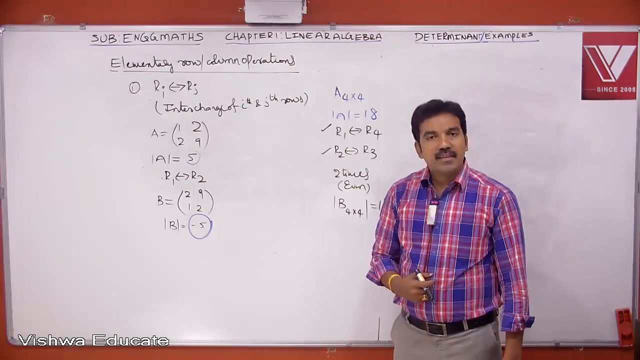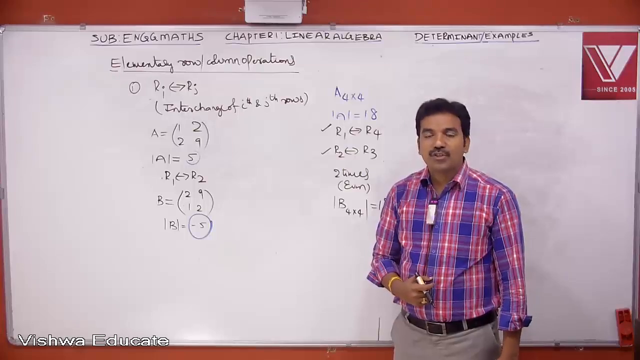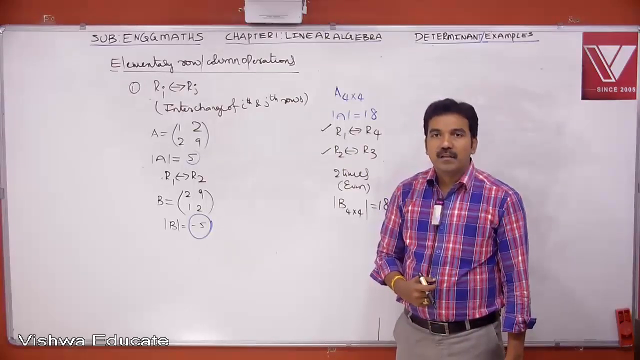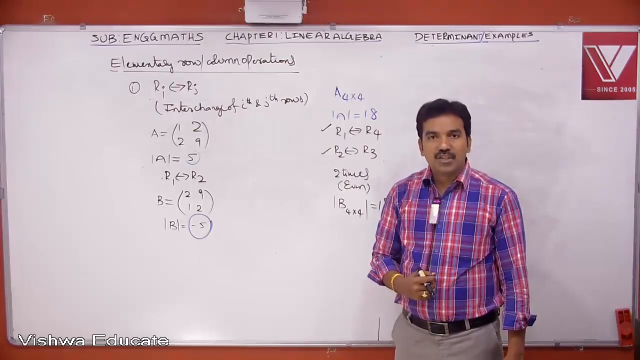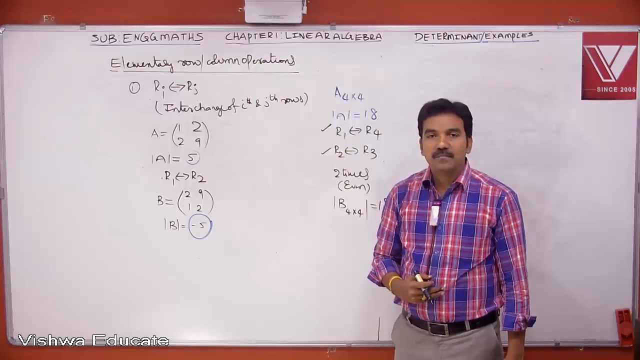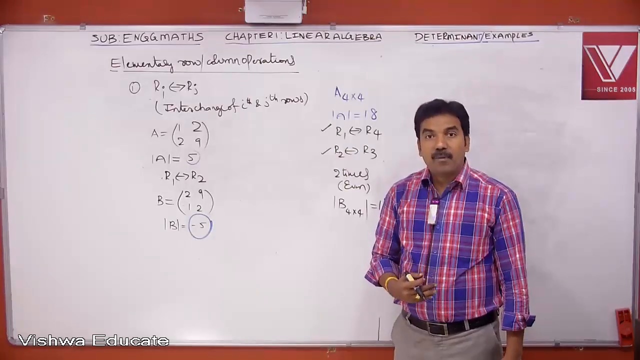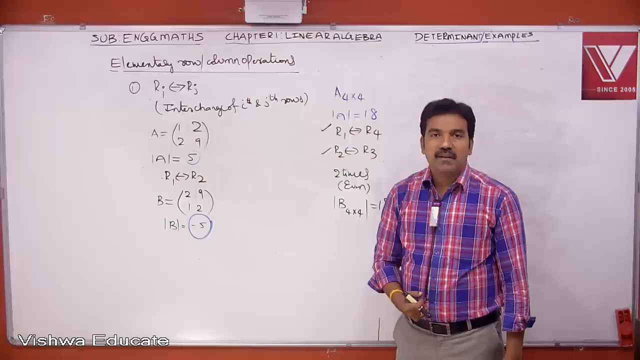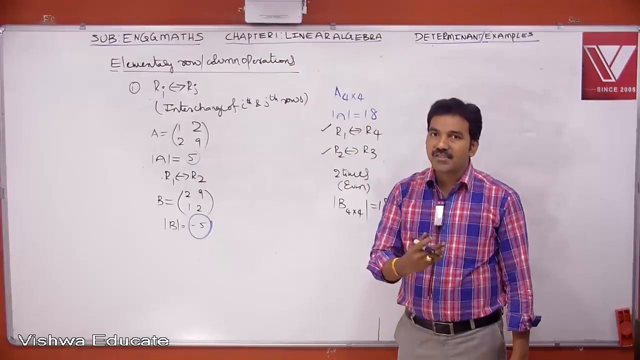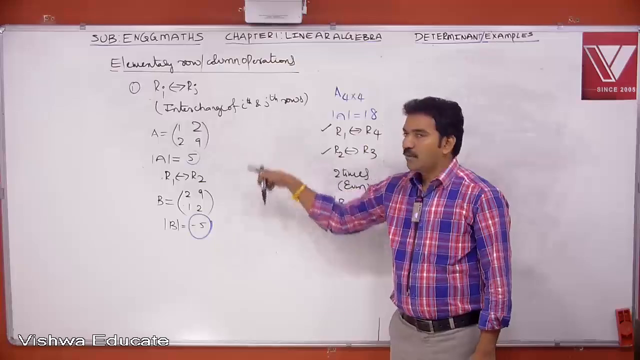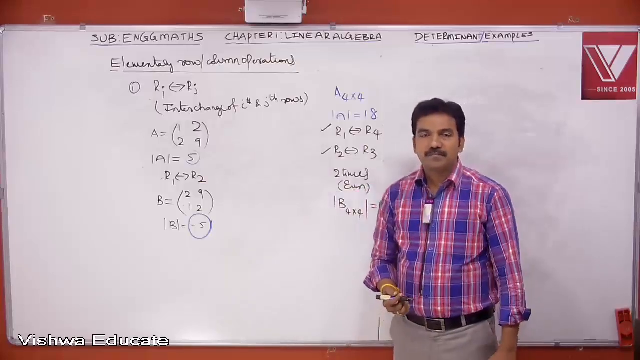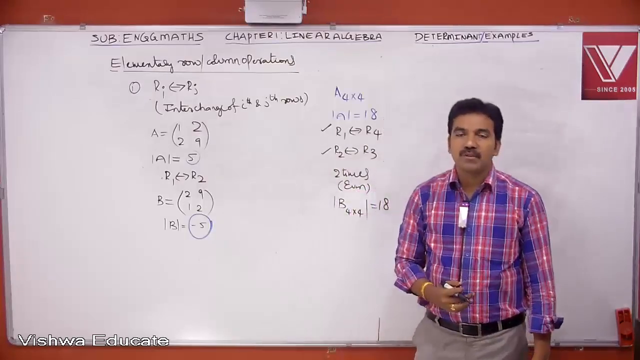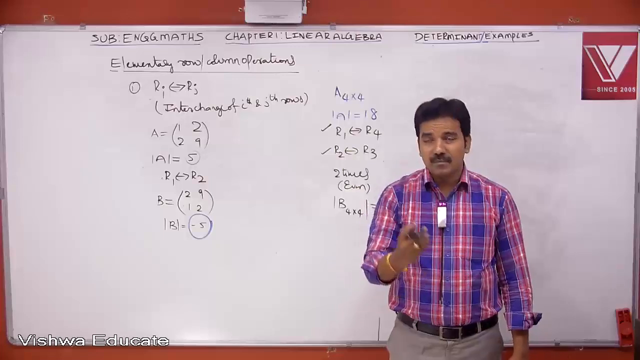Next point, the above operation does not change the determinant value if it is applied an even number of times. To justify this, note down this example. Simple 2 by 2 example. Always start with 2 by 2 examples and then you generalize, you will get the points very easily.